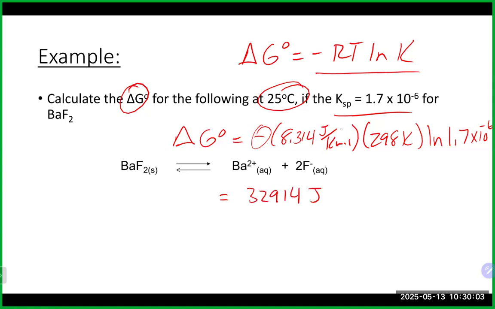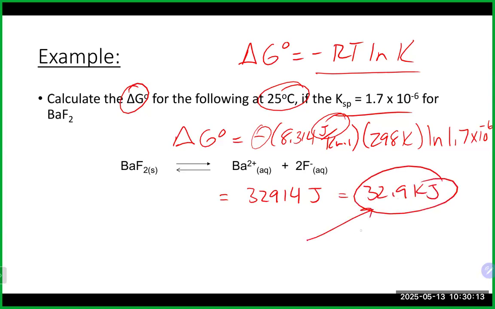These are in joules based off of that. So obviously, if we convert it to kilojoules, we're looking at about 32.9 kilojoules. This is a positive value for delta G, which means it's non-spontaneous, and that's good because here we have a small value of K. So again, all those things should agree with each other. Any questions on that there? Technically speaking, you could have left it in joules if you wanted to. It's okay. But usually delta G is given in kilojoules and delta H as well. Any questions on that one?